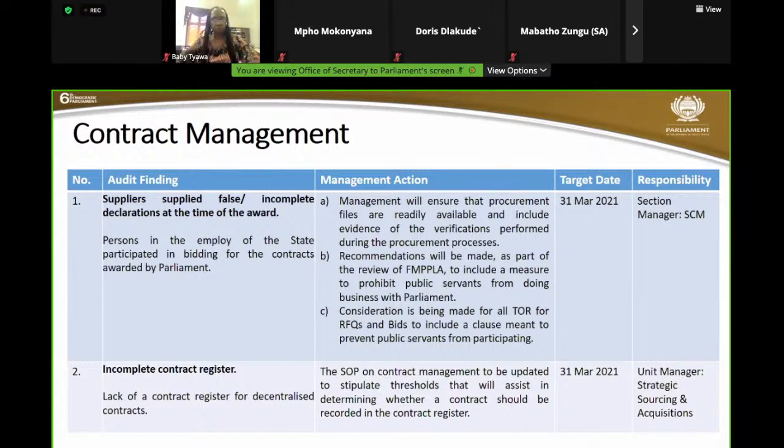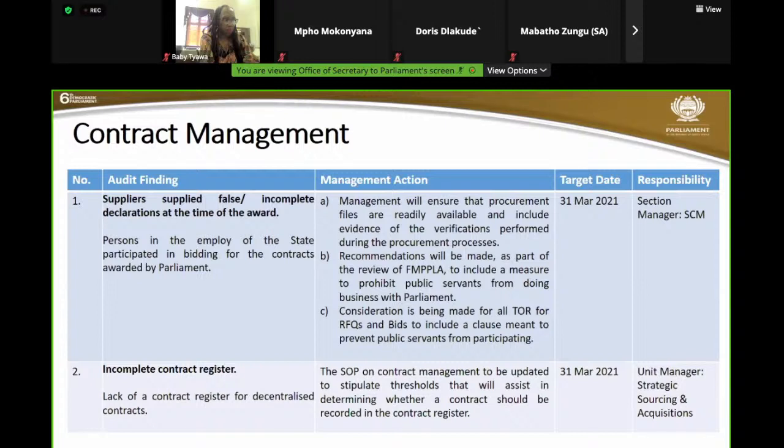the pandemic. And then secondly, recommendations will be made in the review of the FMPPLA to include a measure to prohibit public servants from doing business with Parliament. And that's due to the fact that there's a misalignment between the Public Service Act and the FMPPLA simply because of the timing issue when the Public Service Administration changed the Act. And then the last one was the contract register, which has been resolved and agreed to with the AG.